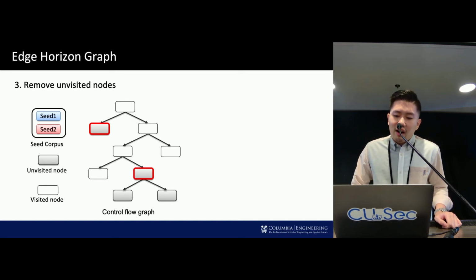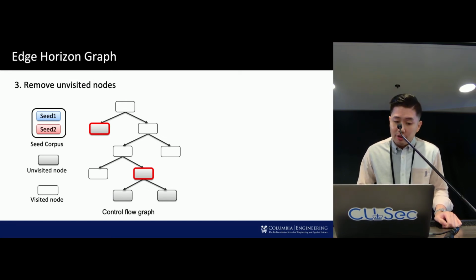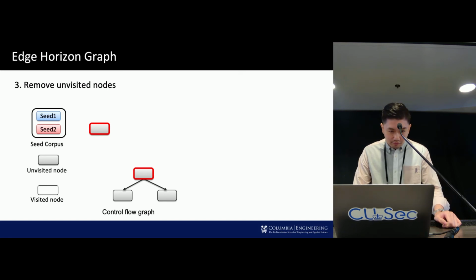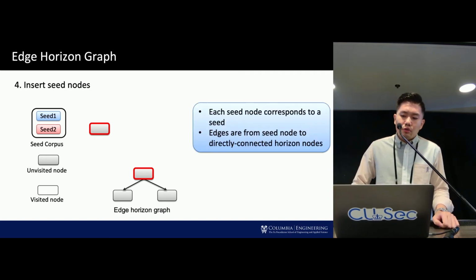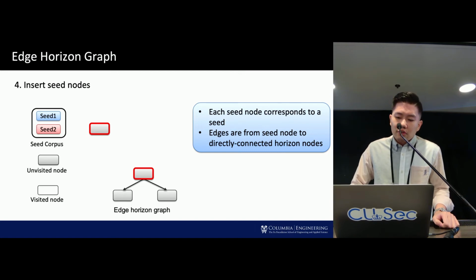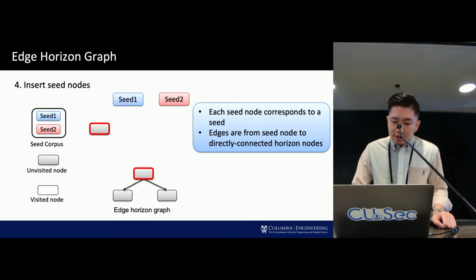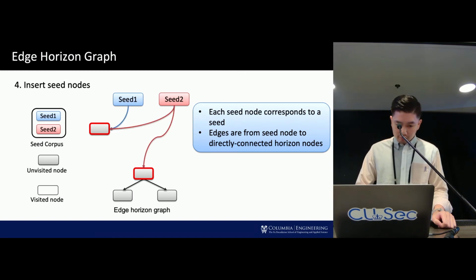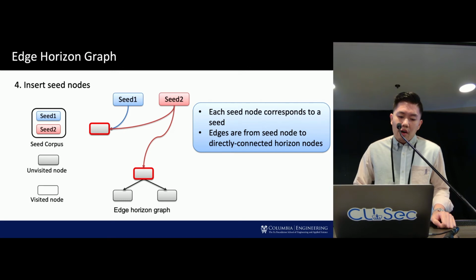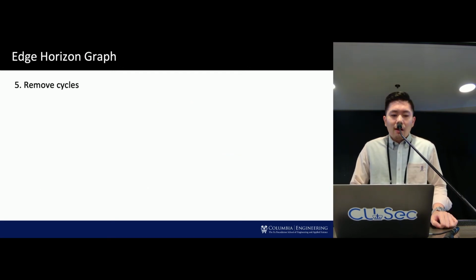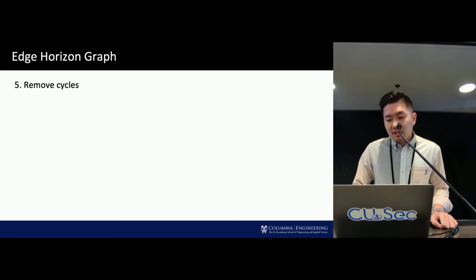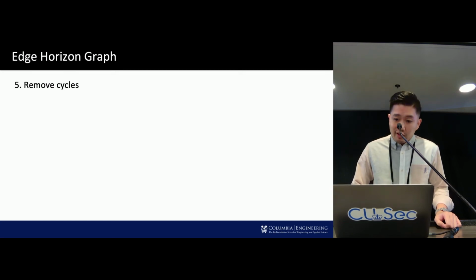Next, we remove visited nodes from the CFG, like this. The first step is to insert seed nodes. We first insert two seed nodes representing the two seeds in the corpus. Then we connect each seed node to its directly connected edge horizon nodes, like this. In the end, we have an edge horizon graph. Lastly, we also remove cycles from the edge horizon graph. Since our example here doesn't contain any cycles, for more detail, please check our paper.